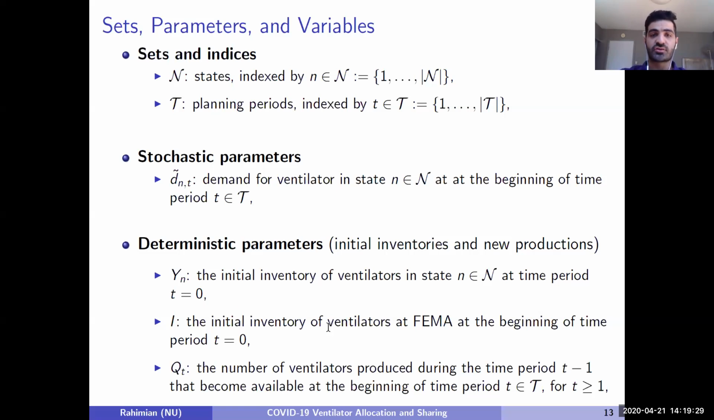And also, as I mentioned, we have some initial inventory and productions that can be used to satisfy demand. They're all captured through the Y parameter: the initial inventory at the state level, the initial inventory at the FEMA level, and also the production that is added to the system through the DPA act.